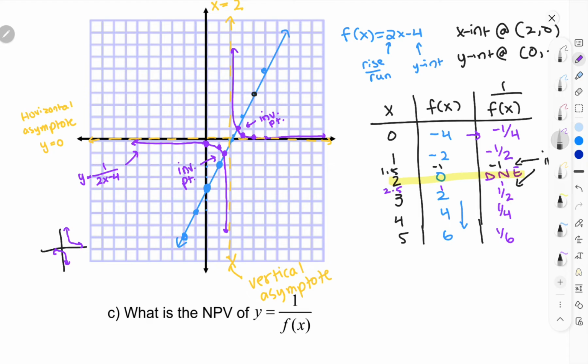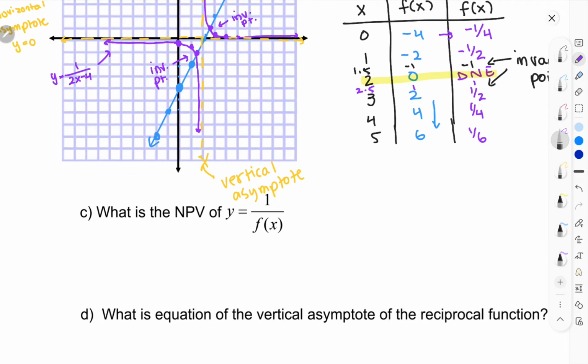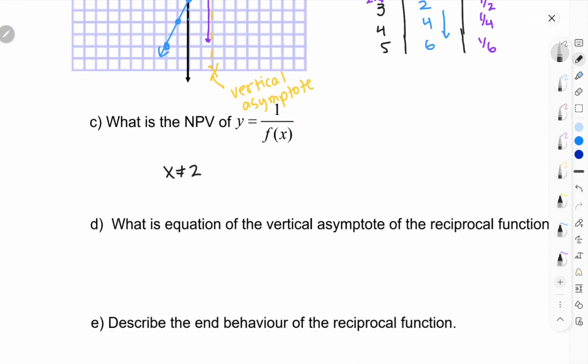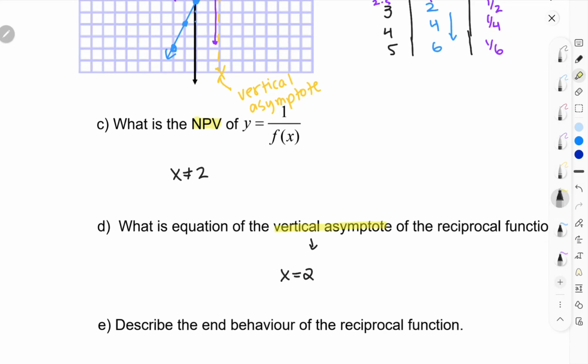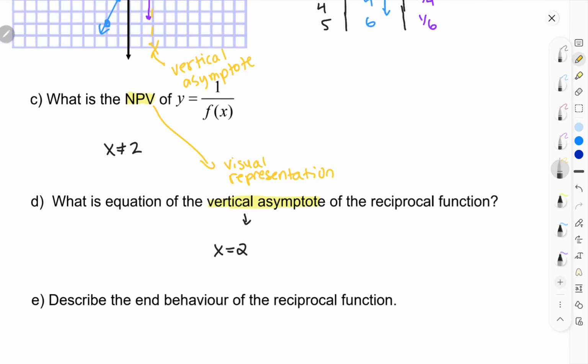And that's one graph. It just has two separate segments. So my NPV was that x cannot be 2, right? That came from my denominator. I would say the equation of my vertical asymptote is x equals 2 because those are referring to the same thing. My non-permissible value is represented visually by a vertical asymptote. Right? That's what an NPV does on a graph.